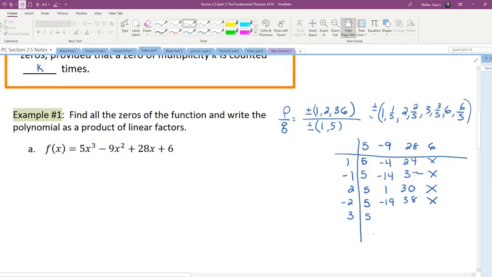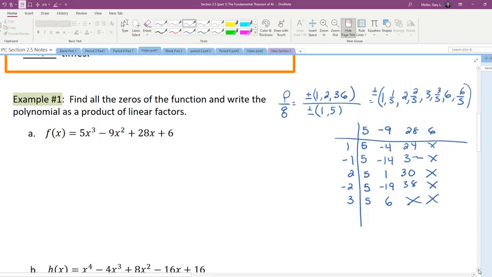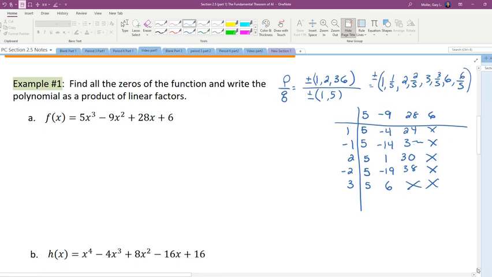Bring down the 5. I get 15. That makes 6. 3 and 6 makes 18. Let's see. I'm just going to check something real quick. I guess we're good. 18 is not going to work either. None of these whole numbers really seem to be working, so I'm feeling maybe they need to try a fraction. So let's throw a fraction out and see what happens here.